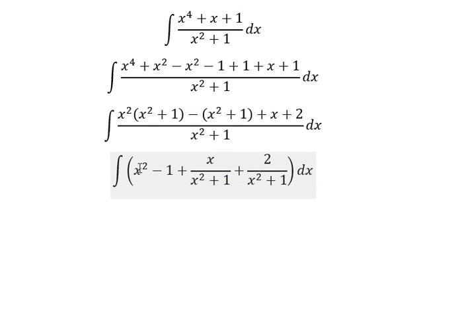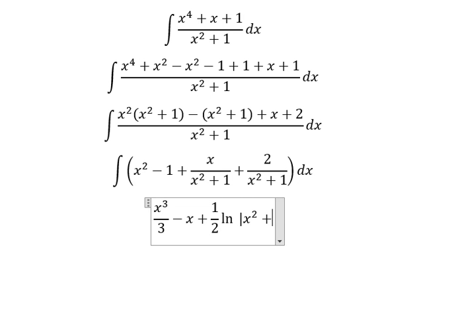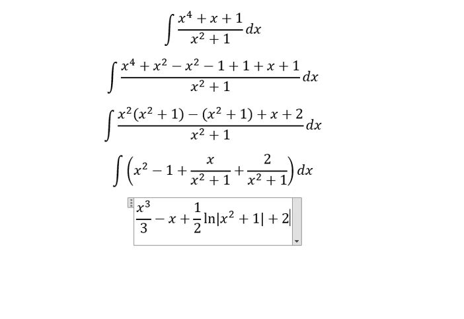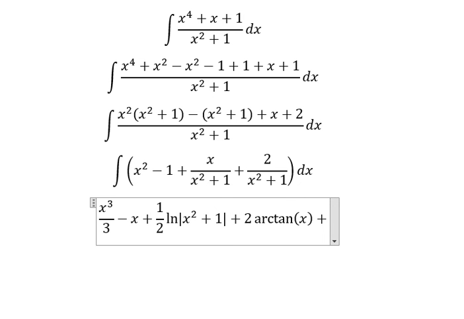The integration of s squared, you will get s to the power of 3 over 3. Number 1, that's s. About this one, you will get 1 over 2 ln of the absolute value of s squared plus 1. And the last one, you will get 2 tan of s, and we put c.